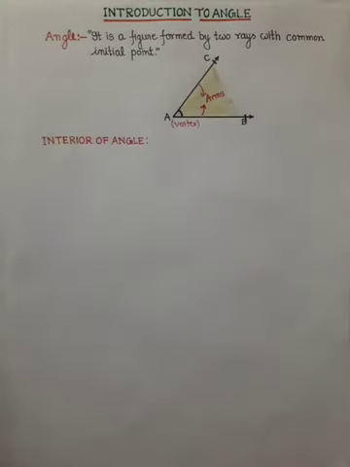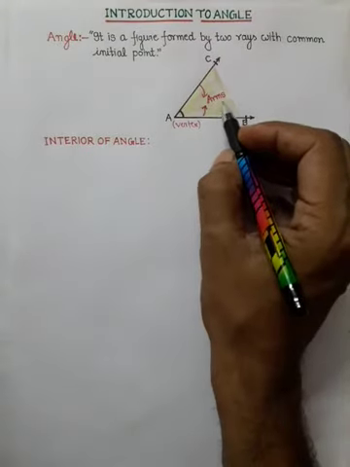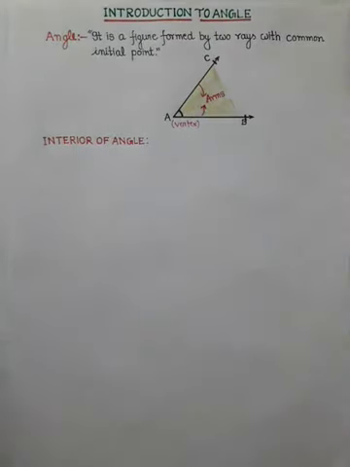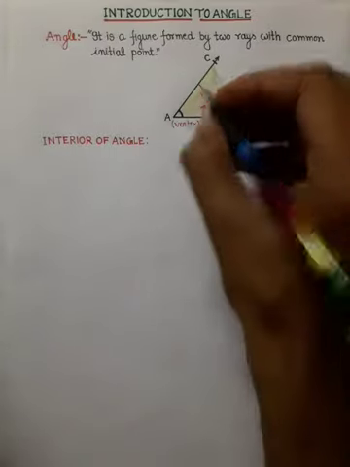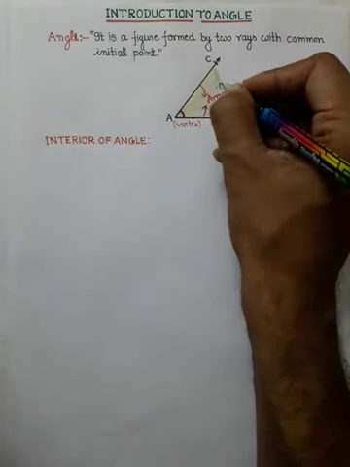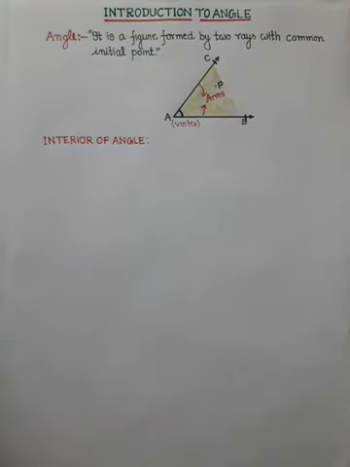So students, the interior of an angle is the plane region lying between the arms. In the diagram we are watching the shaded region which lies between the arms AB and AC. This is considered as the interior of an angle. Suppose we have taken a point P. Then this point P is lying in the interior of angle CAB or angle BAC, or we can say angle A.